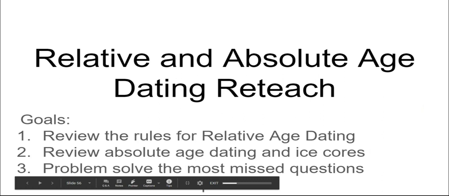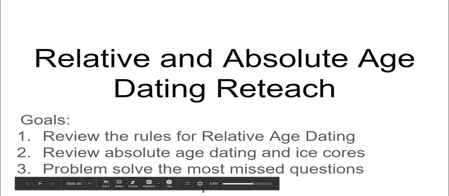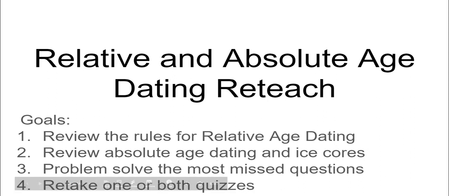All right, welcome to part two of the relative and absolute age dating reteach. In this part, we're going to learn about the absolute age dating rules again, what absolute age dating is. We're going to go over the vocabulary extensively, two different ways. Finish up with talking about ice cores, problem solve most missed questions, and then you should hopefully be prepared to do the retakes. The retakes should be posted on the Canvas.